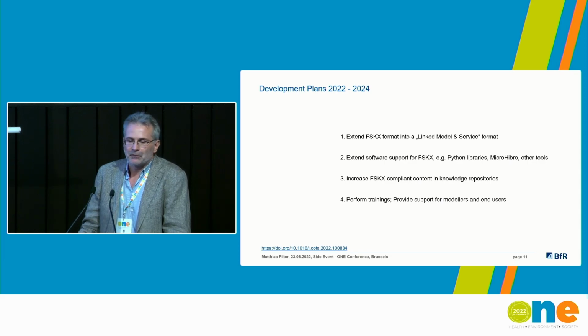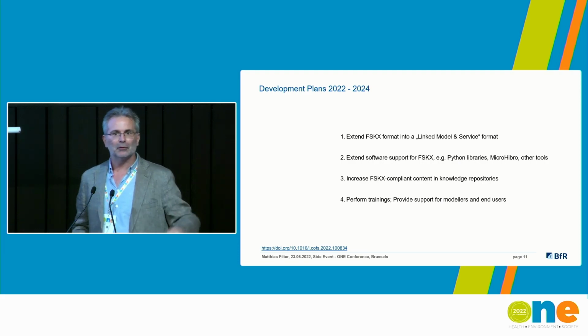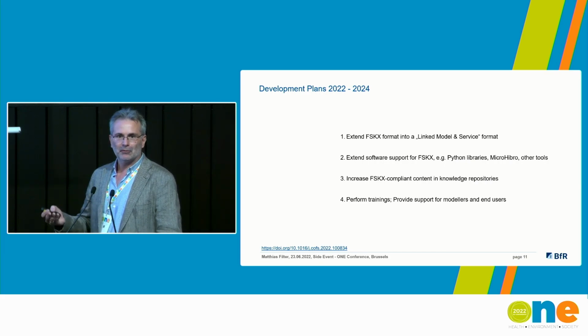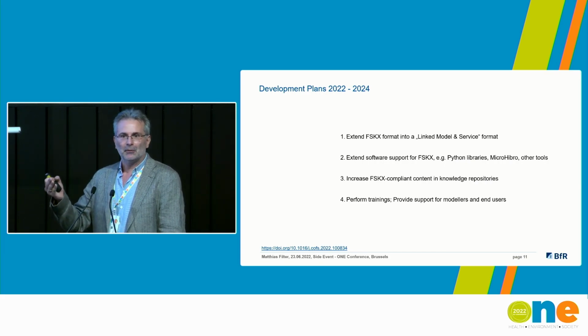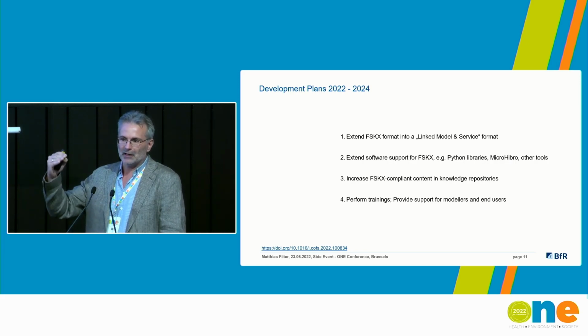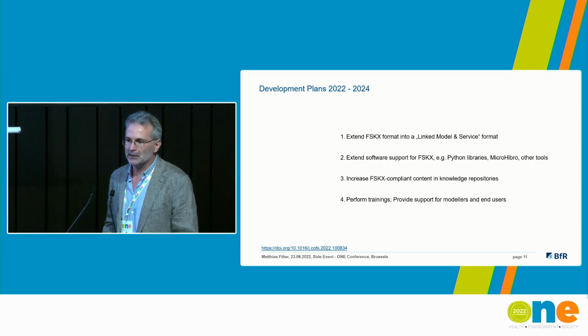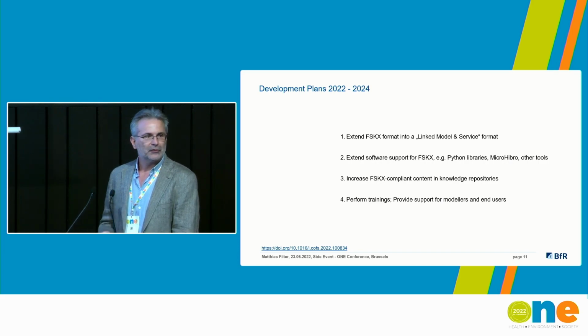So the first thing is we want to extend the format into a linked model and service format. So right now, we share files. Yeah, so you can send it via email or you can download it from somewhere. But of course, in the future, we want to adopt this linked data paradigm where we actually facilitate the machine-to-machine communication. Yeah? So that means we have to go on another level with our annotation of the model. It must support ontologies. And then, of course, we also have to provide APIs so that the machines can actually communicate to each other.